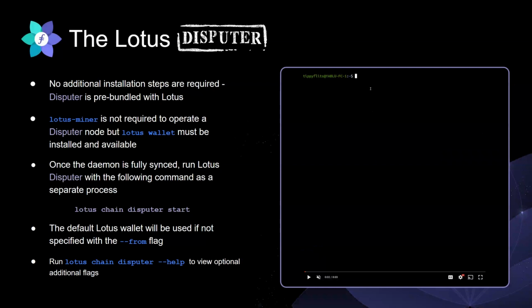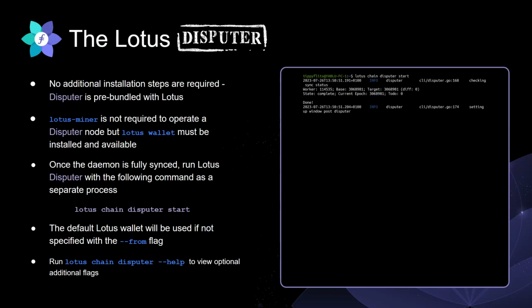Once your daemon is fully synced, you can run Lotus Disputer with the following command as a separate process: lotus chain disputer start. The default Lotus wallet will be used if not specified with the optional from flag. Run lotus chain disputer help at any time to view optional additional flags. Any RPC warning messages encountered during the Disputer startup process can be safely ignored.